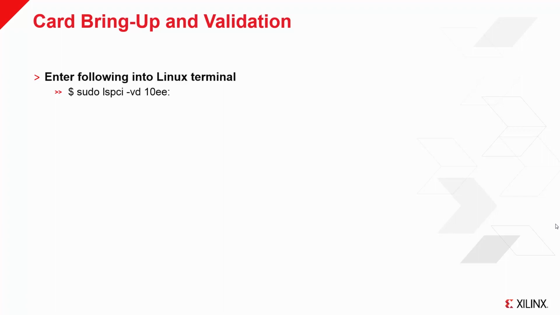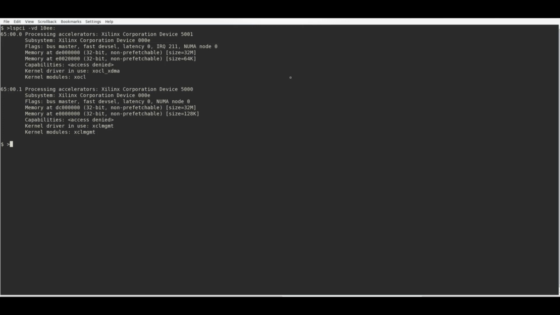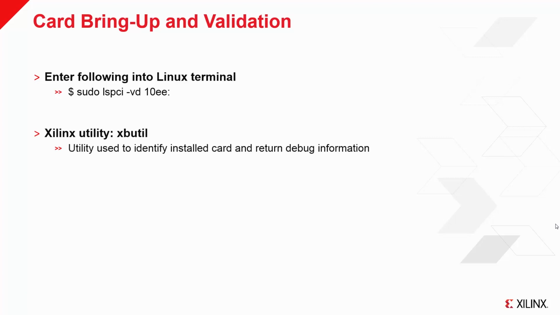Let's now validate our hardware and software installation. First, let's validate the card has been correctly installed by running the following lspci command in a Linux terminal. You will see a similar output. There will be two different devices found, one for management and one for user. During the XRT installation, a utility called xbutil was installed. It provides multiple commands to identify the installed cards and shell along with debug information. We are going to use two of the commands here, flash scan and validate.